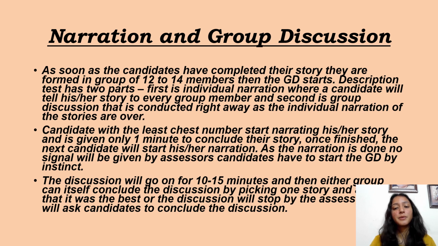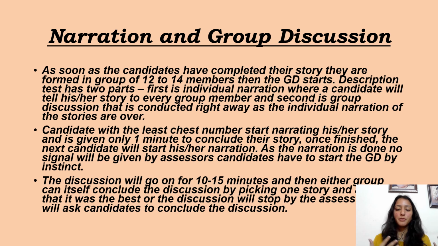As soon as the candidates have completed their story, they are formed into groups of 12 to 14 members, and then the GD starts. It might not be 12 or 14 members to be precise. It might be 15 members and at times 20 members as well. It has happened before, so be prepared for everything. As soon as you've finished writing your stories, your papers are collected, the groups are formed, you enter the room, and you see three assessors there.